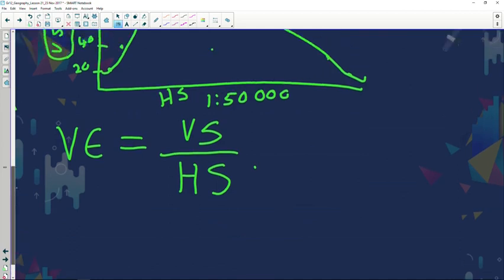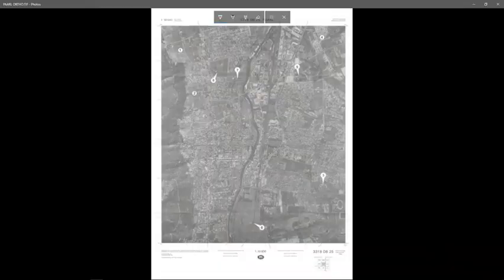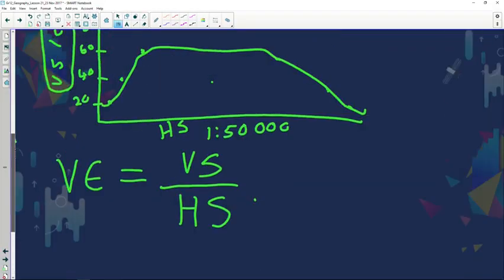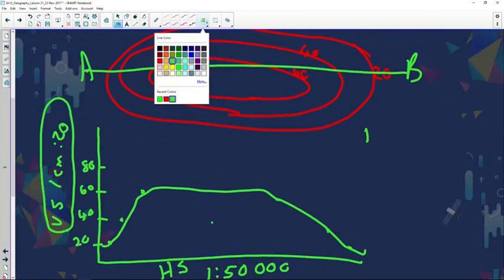Now, if I ask you to go and calculate the vertical exaggeration on an orthophoto, keep in mind, the vertical scale will be provided by the examiner. And what is the vertical scale? Let's just quickly go back to our notes. This is the vertical scale over here.